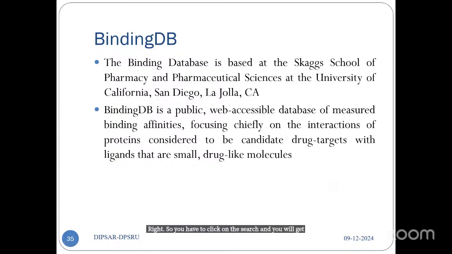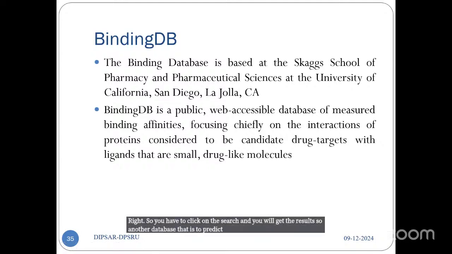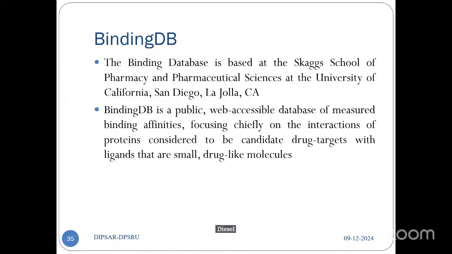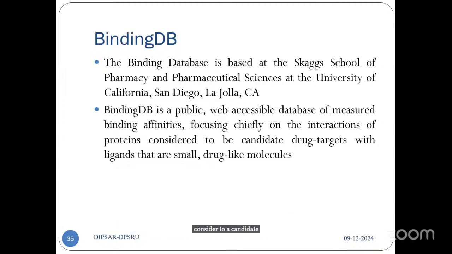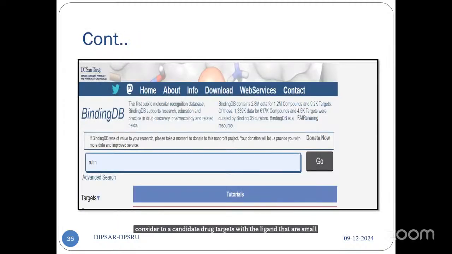Another database to predict the possible targets of a compound is BindingDB. This is from the School of Pharmacy and Pharmaceutical Sciences at the University of California. It is a public, web-accessible database of measured binding affinities, focusing chiefly on the interaction of proteins considered to be candidate drug targets with ligands that are small, drug-like molecules. So this is BindingDB, and again, it's very easy to use.